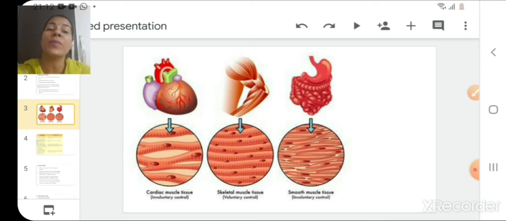And the third type of muscle, the smooth muscle tissues, are involuntary muscles which are present in our body at the places where the movement is not in our control. That is why these muscles are called involuntary muscles.